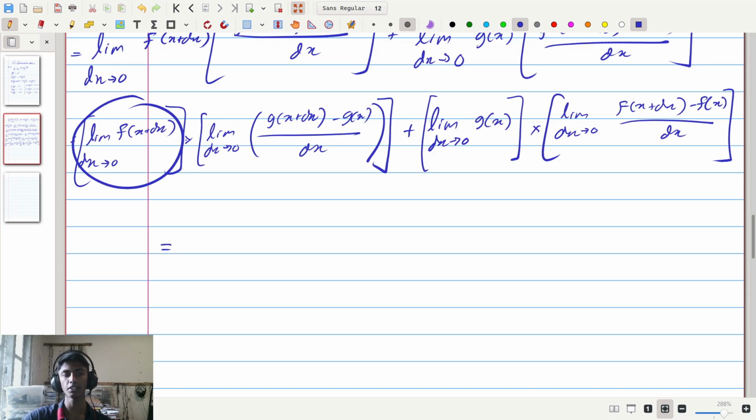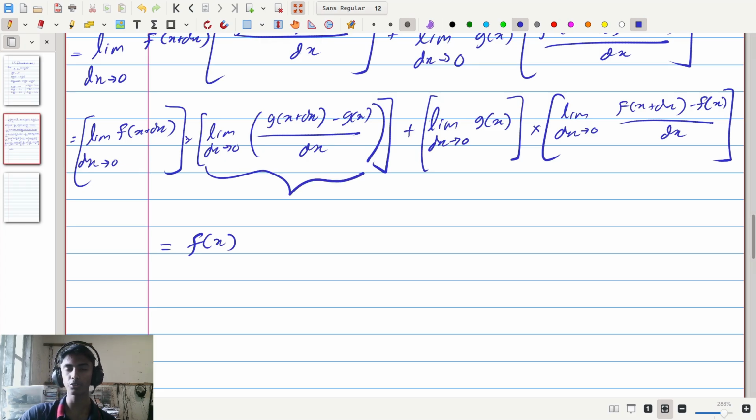Evaluating this first limit, as dx approaches 0, this dx here is going to approach 0, so therefore f of x plus dx will approach f of x plus 0, which is f of x. So therefore this first limit here is f of x. So we have f of x here. This second limit is the first principle definition of the derivative of g of x with respect to x. So this right here is d of g of x with respect to x, so dg(x) by dx. And then that's that.